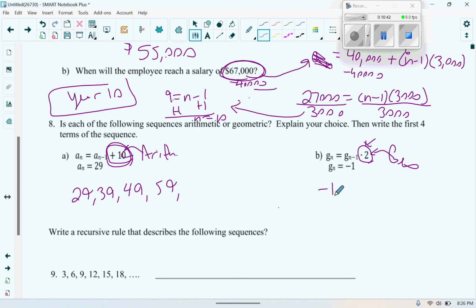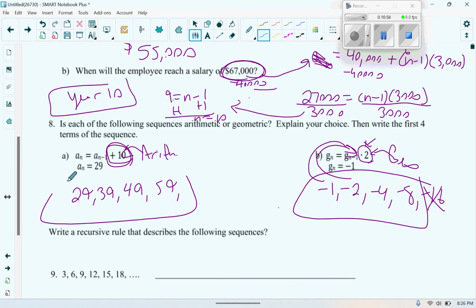Okay, this one over here, we're starting with -1, and then we're multiplying that times 2. So I have -2, and again, times 2 is -4, times 2 is -8, times 2 is -16. Ooh, I think I went too far. I did. Let me just do this.